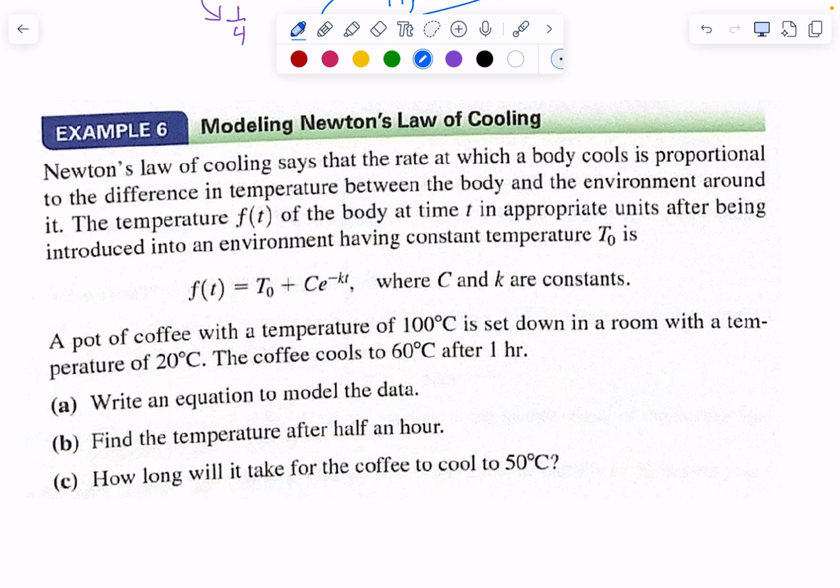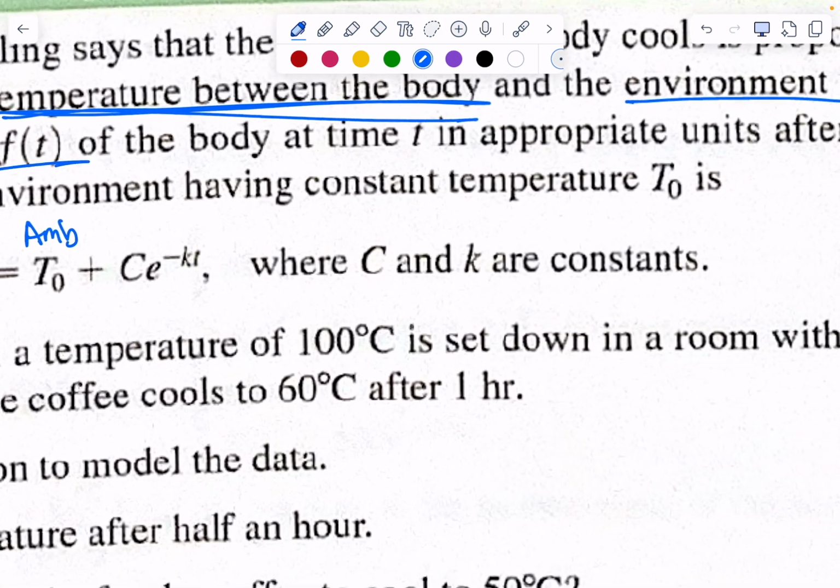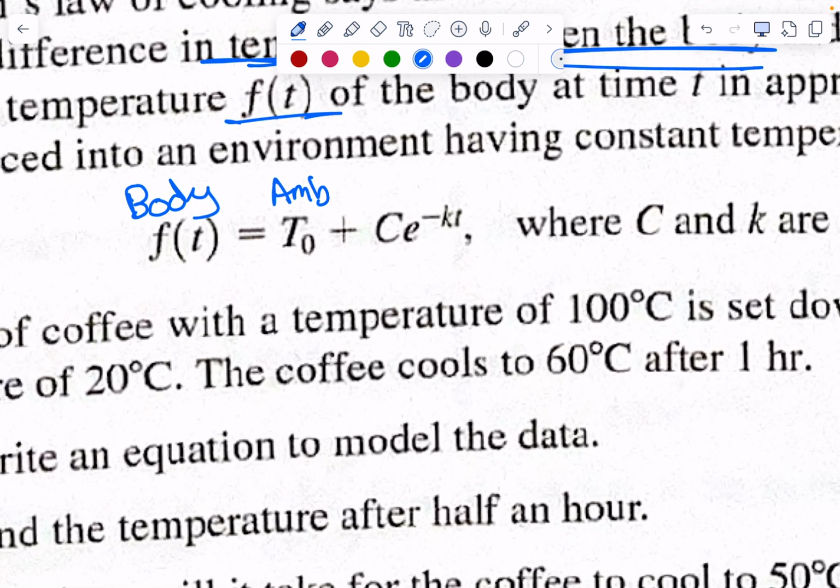Anyway, Newton's law of cooling says that the rate at which a body cools is proportional to the difference in temperature between the body and the environment around it. So the temperature of the body is the first variable. The environment around it is the ambient temperature. And the temperature of the body, that's F of T. So this is the body temp, in appropriate units, after being introduced to an environment having a constant temperature of T. This is the ambient temperature, so this is like the room temperature. C and K are constants. And there we go.